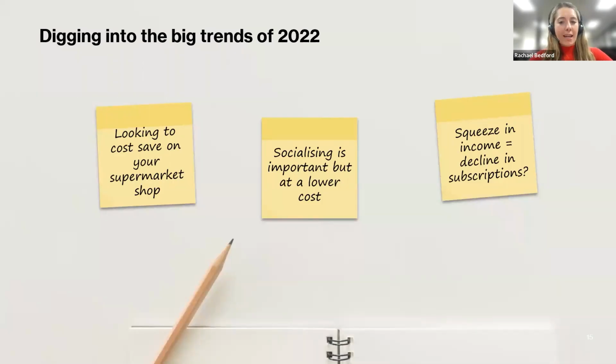So now we have done some testing on the data credentials, we will look to dig into some of the big trends that we saw in 2022 and show how brand dimensions can give you a lot more detail than we've ever seen before. So firstly, we will look at whether people are really looking to cost save on their grocery shop.